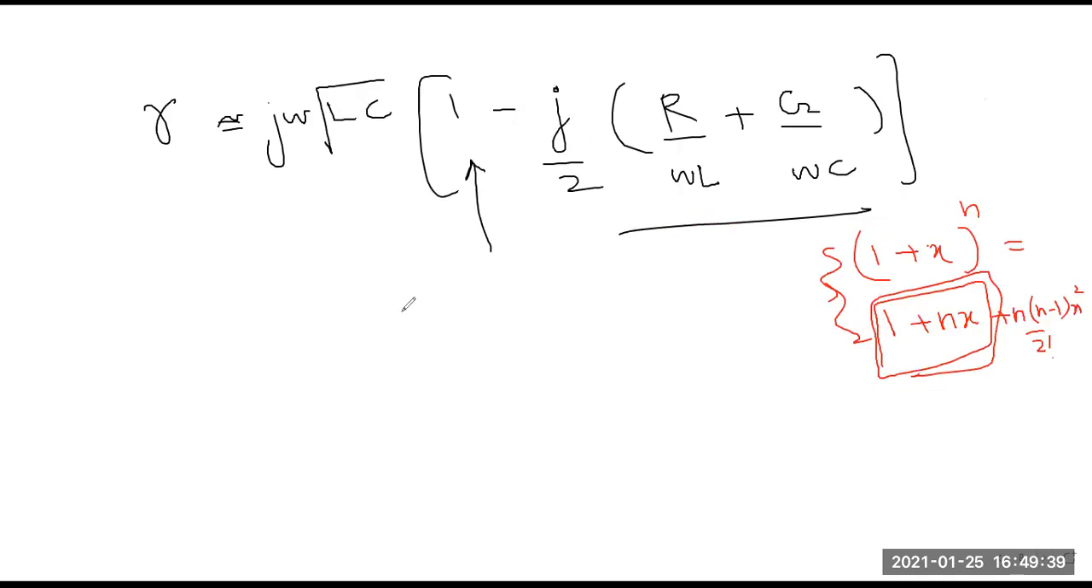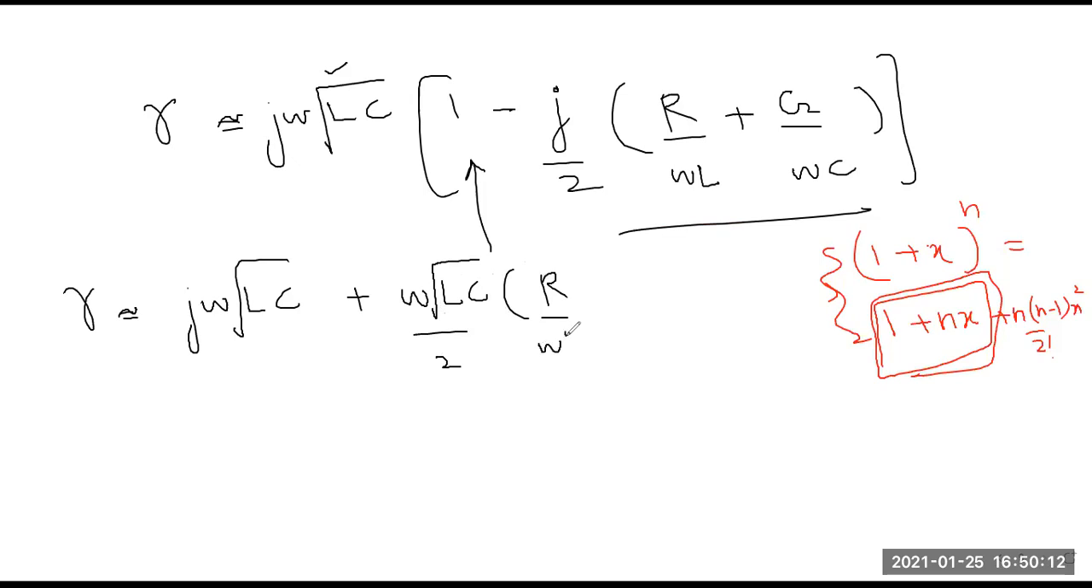Now let me simplify this and then end today's lecture. So we get this. Gamma is equal to, let me multiply this term. This term multiplied with 1, you get j omega square root of LC, and then multiply this thing. So minus and then j square, so this is also minus, you get plus, and then omega square root of LC divided by 2, and you have R over omega L plus G over omega C.